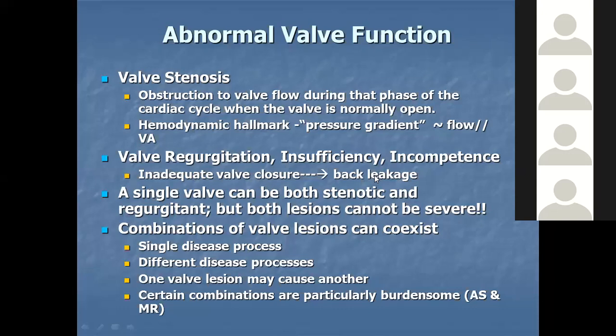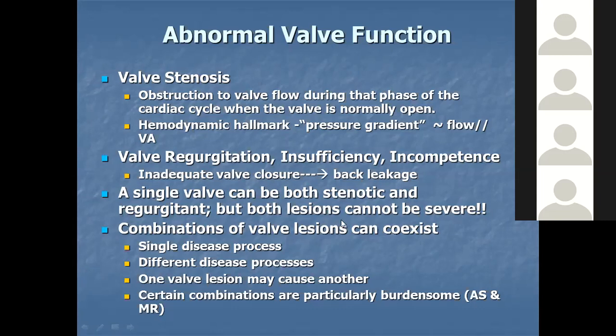Like, the LV and aortic valve pressures we saw just now, there is a difference between the LV pressures and the aortic pressures. In regurgitation or insufficiency, there is inadequate valve closure. A single valve can be both stenotic and regurgitant, but both lesions cannot be severe. Like if stenosis is moderate, then regurgitation is severe, or if stenosis is severe, then regurgitation is moderate, if it is happening in the same valve.